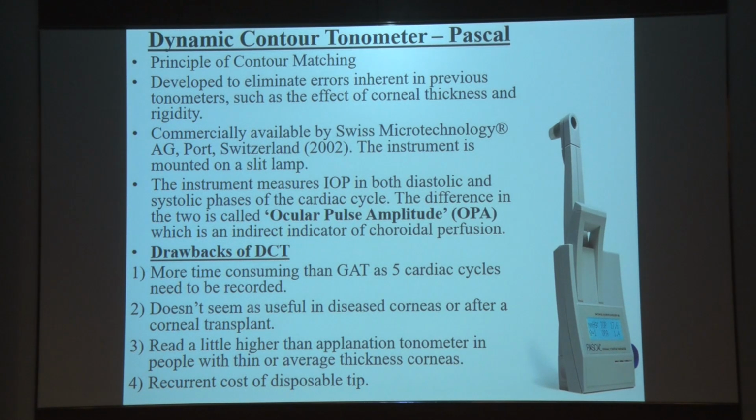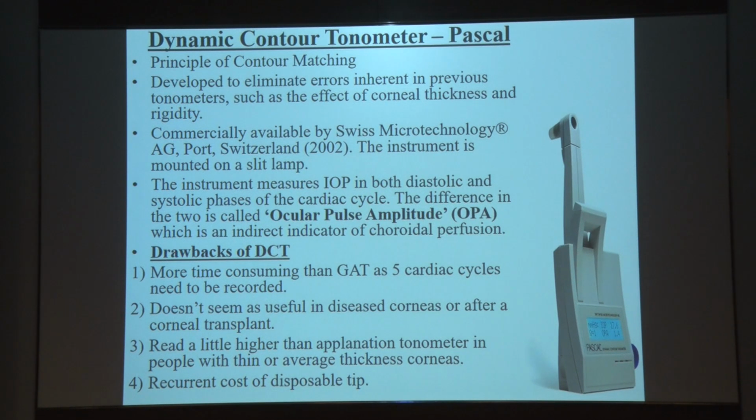Pascal is a dynamic contour tonometer. The principle is by contour matching. It is developed to eliminate errors inherent in previous tonometers, such as the effect of corneal thickness and rigidity. Commercially available by Swiss Microtechnology, the instrument is mounted on a slit lamp. The instrument measures IOP in both diastolic and systolic phases of the cardiac cycle, so it takes time. And the difference in the two is the ocular pulse amplitude.